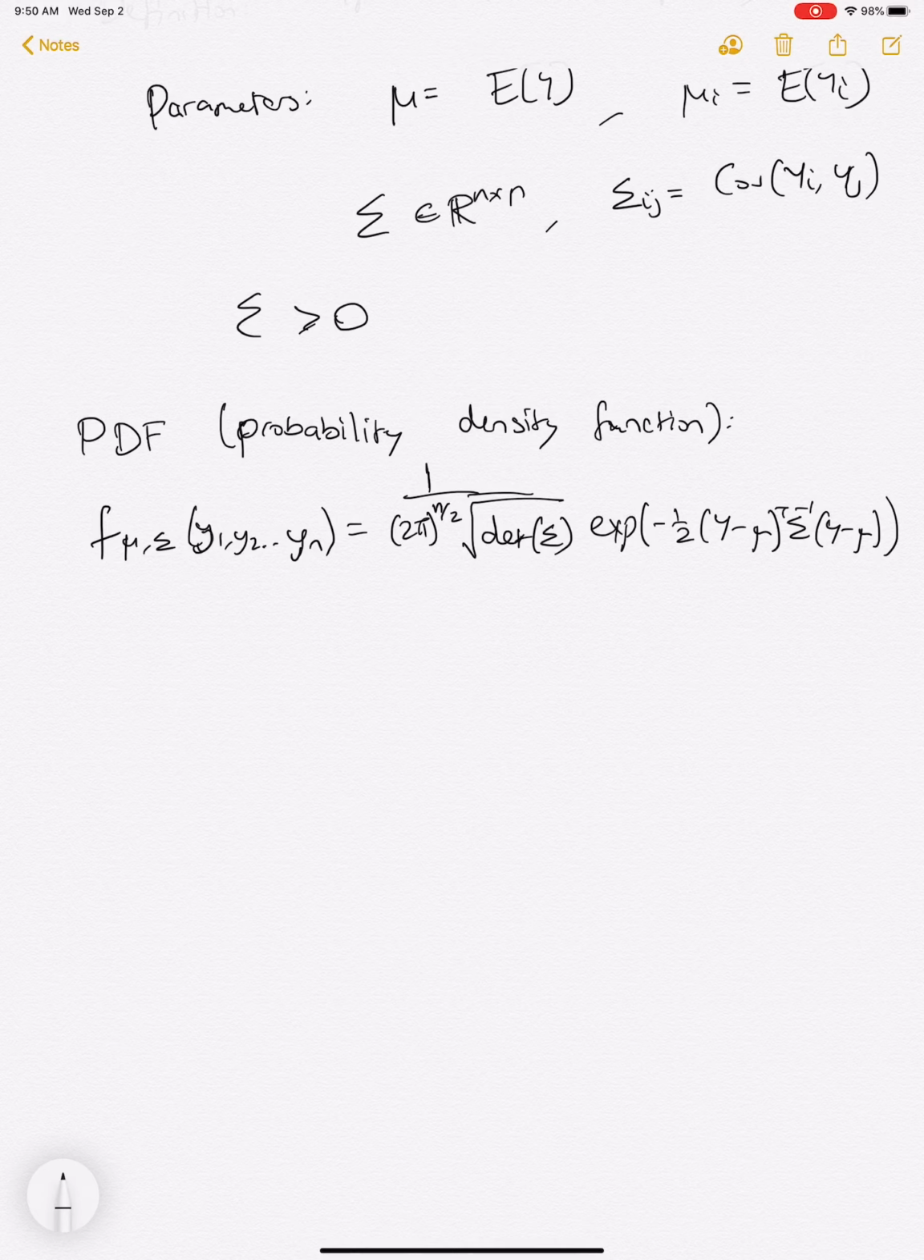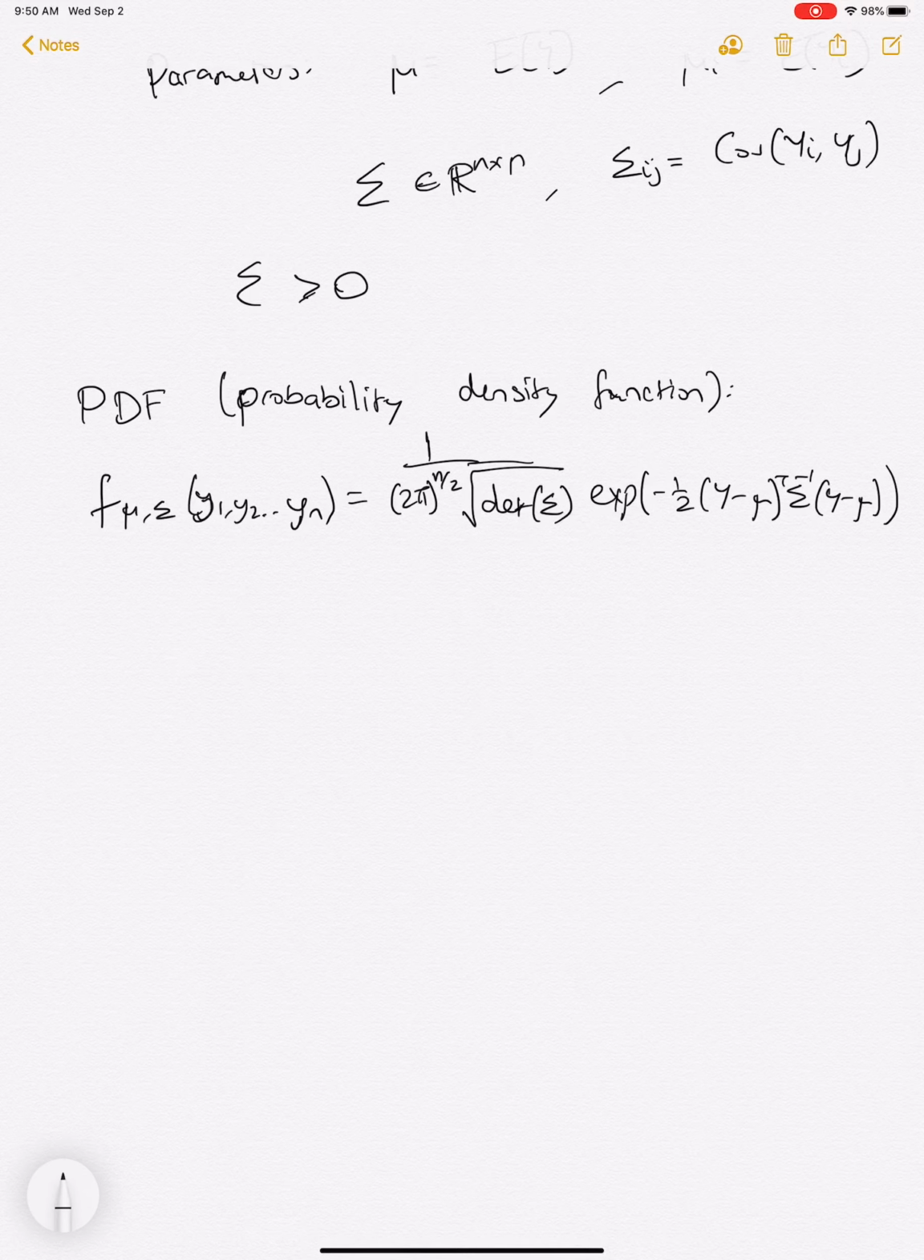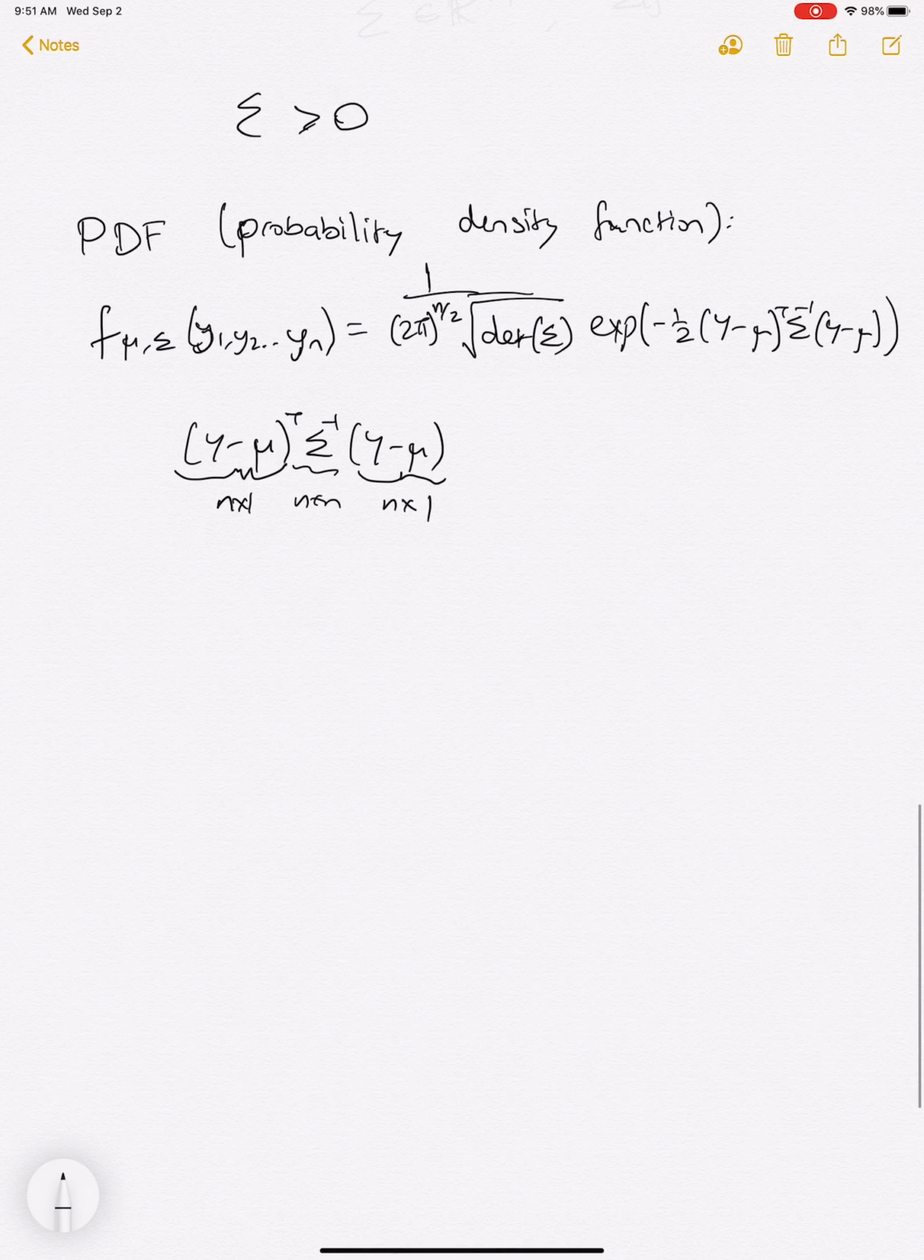Okay, so hopefully this notation makes sense to you. So we have this quadratic form in here, inside the exponential. This is an n by 1 vector, this is an n by n matrix, and this is an n by 1 vector. So you're just going to get a number out of all that. That's simply a quadratic form. Okay, and so that's what the PDF looks like.